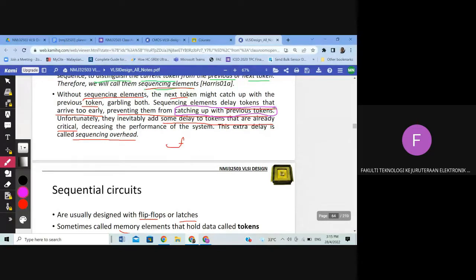So that is the positive side. The negative side, or limitation, is that it introduces what we call sequencing overhead. This is the disadvantage. But in terms of data, it gives stable data and you will get the correct result. That is the main purpose of designing a digital system or digital hardware. If you design it and get the result back faster but the result is not correct, there is no point designing it. So we have to compromise on the sequencing overhead.